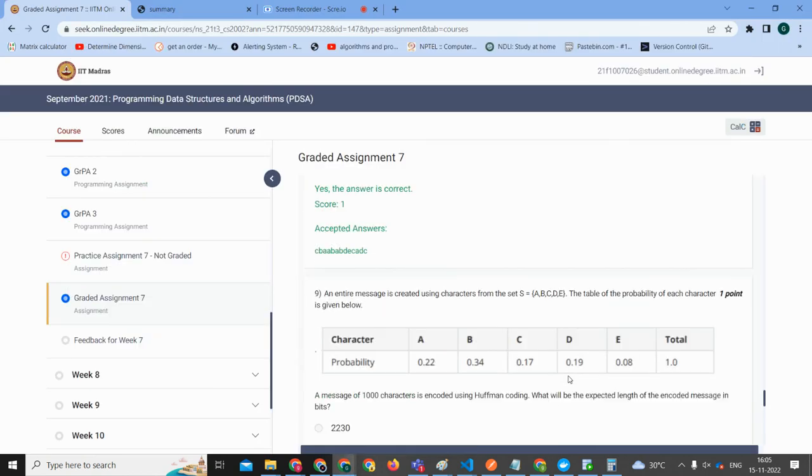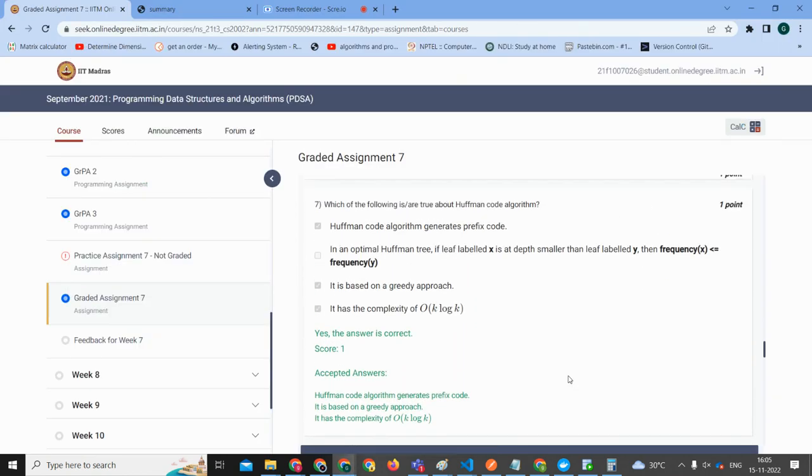There is one question we left. Sorry for that, almost forgot. Which of the following is true about Huffman coding? The Huffman code algorithm generates prefix code.